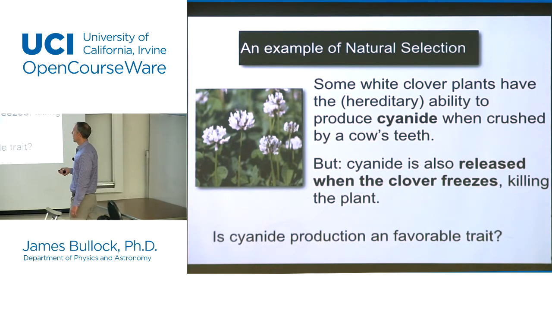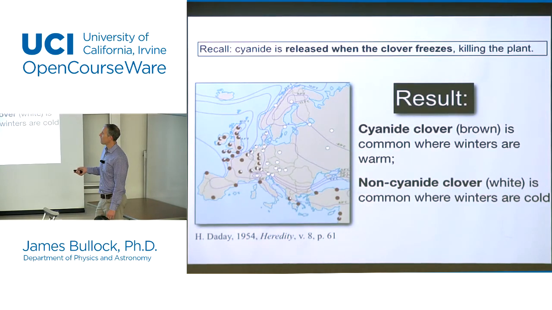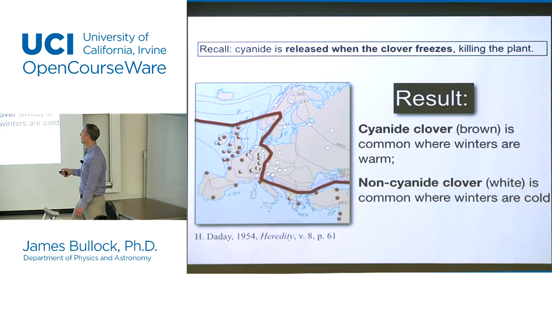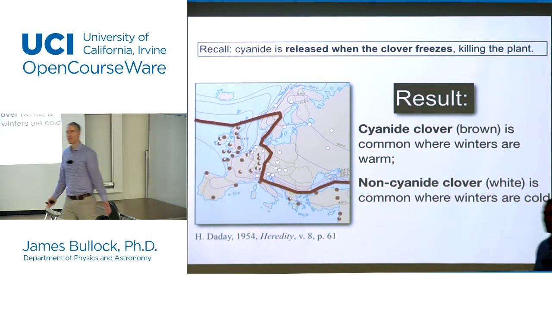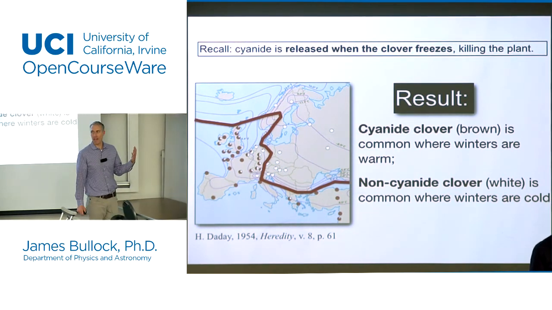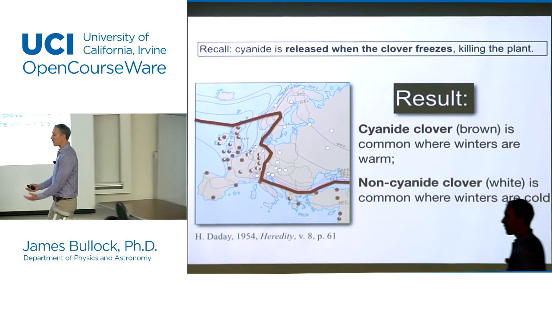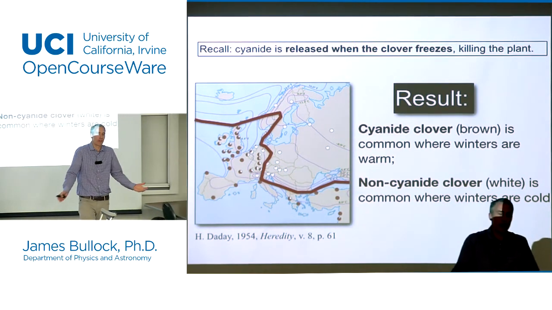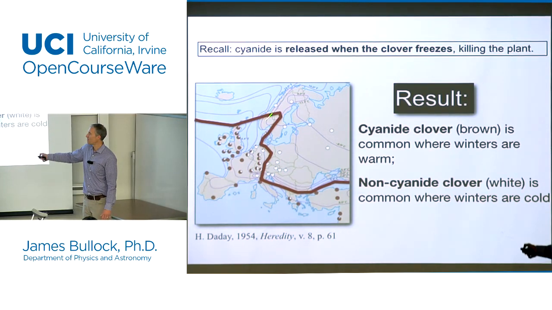Is cyanide production a favorable trait or not? Amazingly, if you look at a map of where you see the cyanide clover and the non-cyanide clover in white, the cyanide clover is in places where the winters are warm and don't freeze. Then it makes much more sense to be unattractive to cows, because it never freezes. However, if you die every winter, then it doesn't matter whether or not cows want to eat you. So that's not a favorable trait, and you don't have that trait.